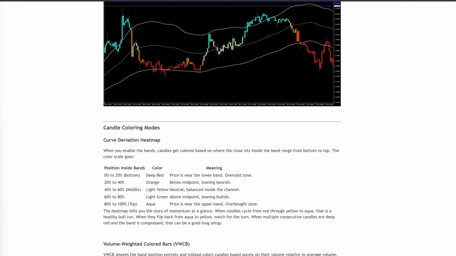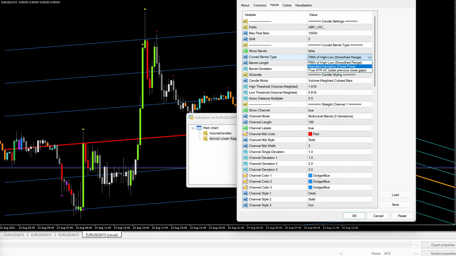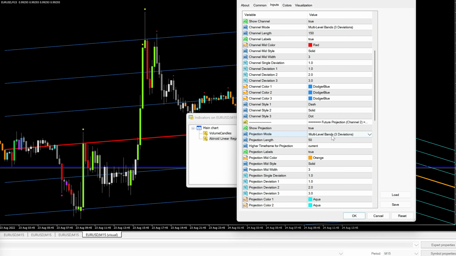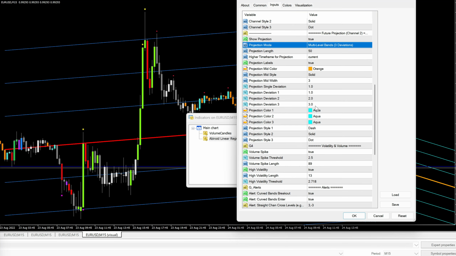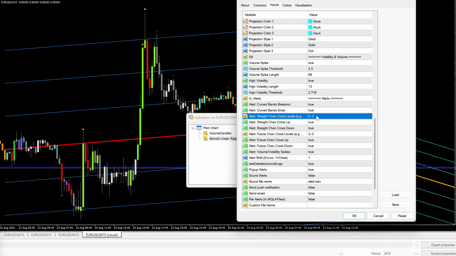Now with both of these, the bands as well as the channels, you will get a lot of different types of bands that you can set. And you can also set the channels based on a single band or multiple levels. So you can set maximum 3 levels of standard deviations to get a total number of 6 bands and also the center line. And same way for future projections, you can either have a single band or you can have 3 deviations. You can set the standard deviations and the different coloring and different styles for each, so that when you set the alerts, like if you want to set them to cross at certain levels, you can know exactly where price is.